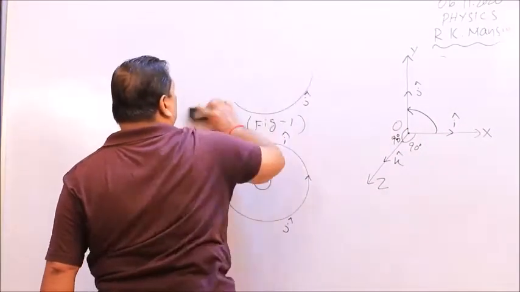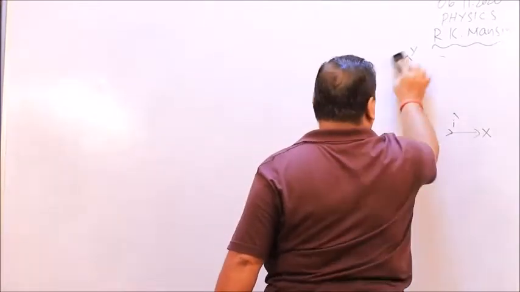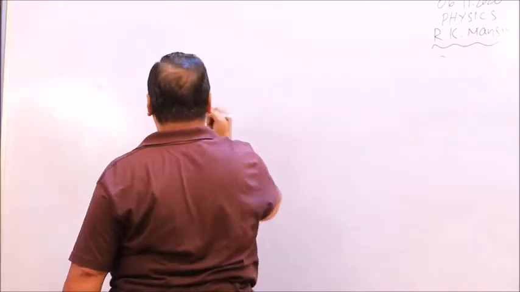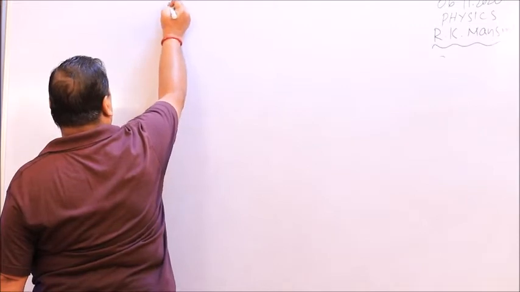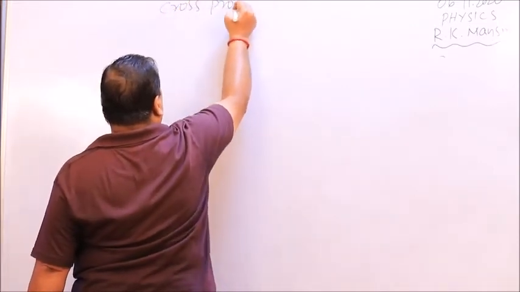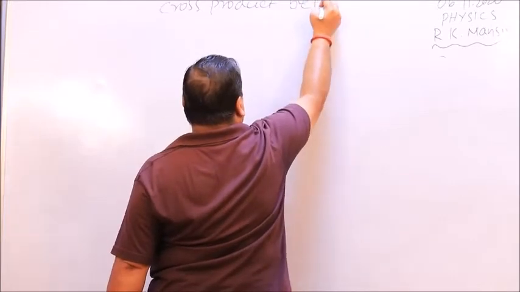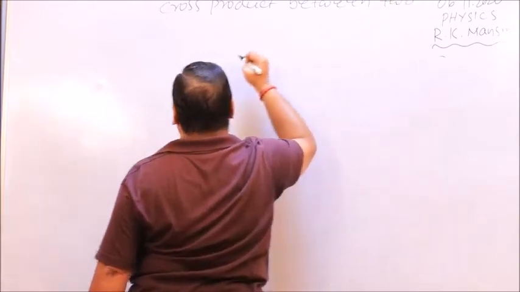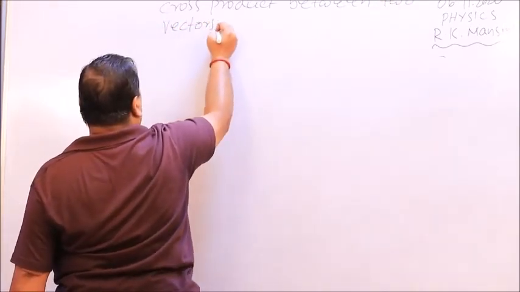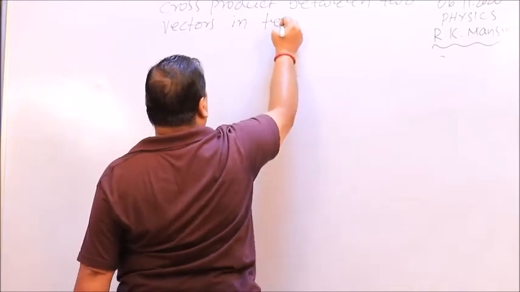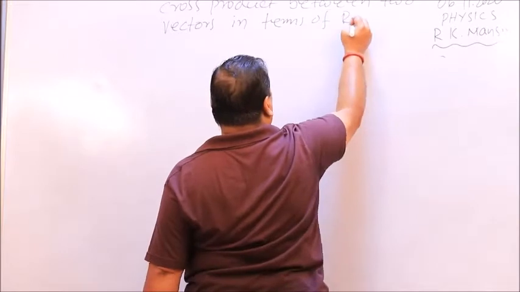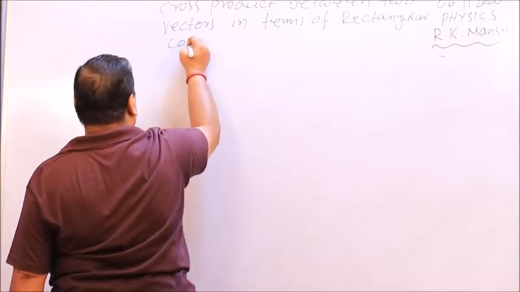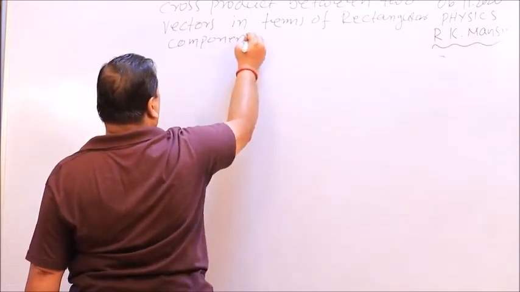Now we will find out the cross product between two vectors in terms of rectangular components.